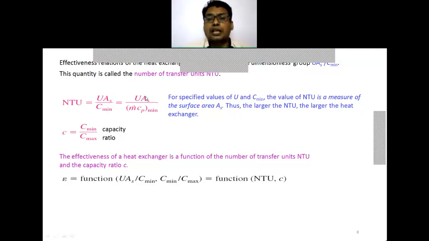Thus, the larger the NTU, the larger the heat exchanger, and this will depend on U upon MC minimum. So if NTU is larger, you will require a higher surface area. The effectiveness of a heat exchanger is a function of the number of transfer units NTU and the capacity ratio C. So this effectiveness is a function of the NTU and the heat capacity rates ratio.